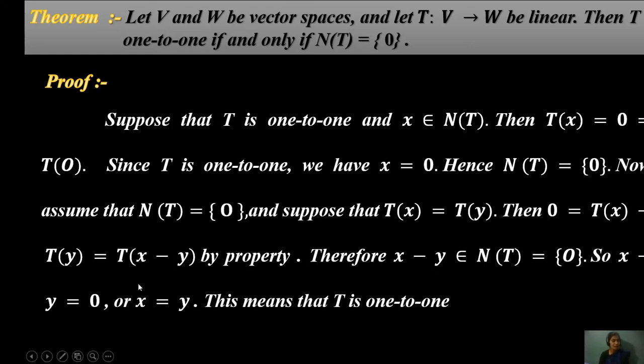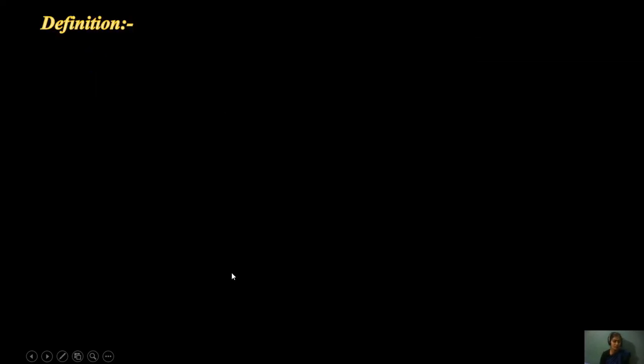Therefore x minus y is an element of N(T), which equals {0}. So x minus y equals 0, or x equals y. This means that T is one-to-one. Okay, this completes the proof.